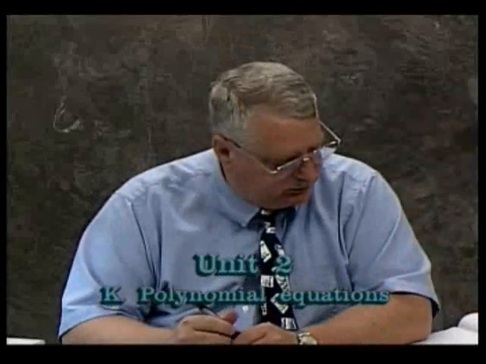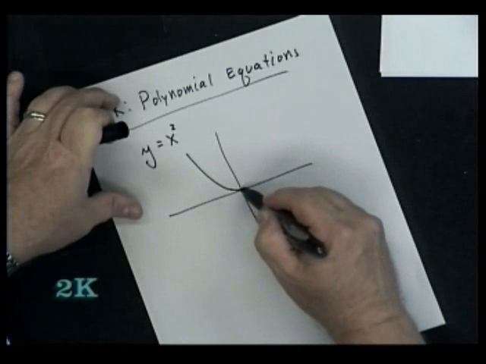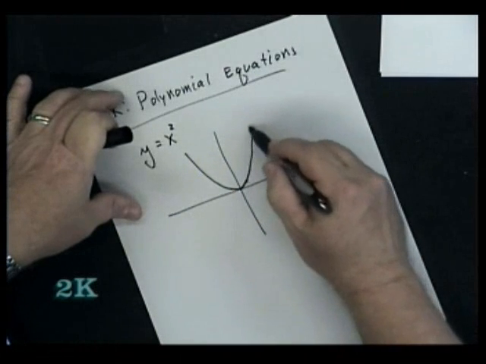So let's look at the graph of y equals x squared. And I want to talk about a thing called end behavior. The graph of y equals x squared, we know, is the famous old parabola.